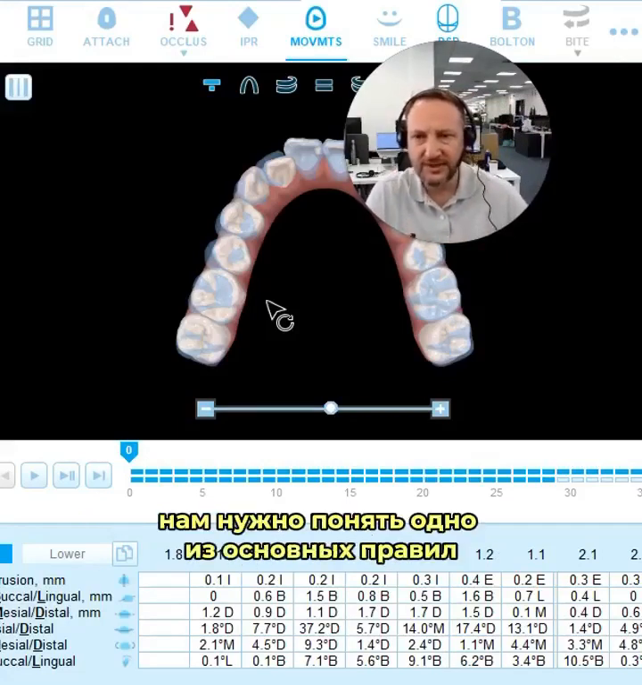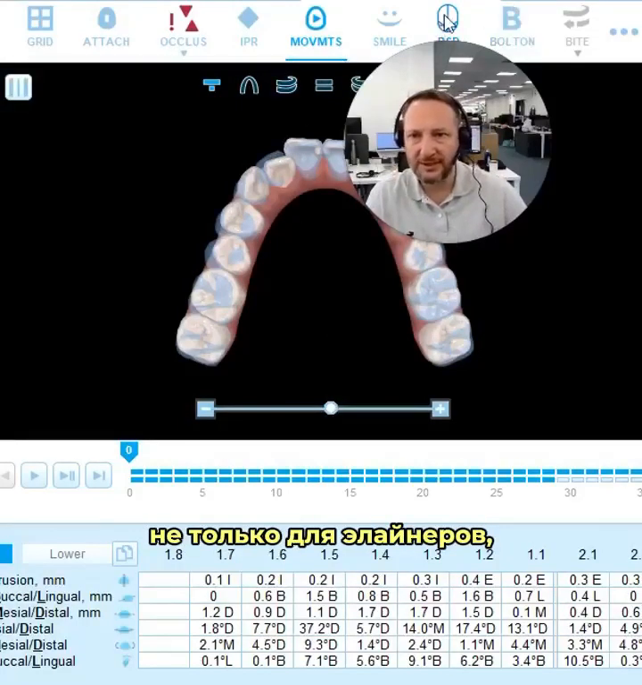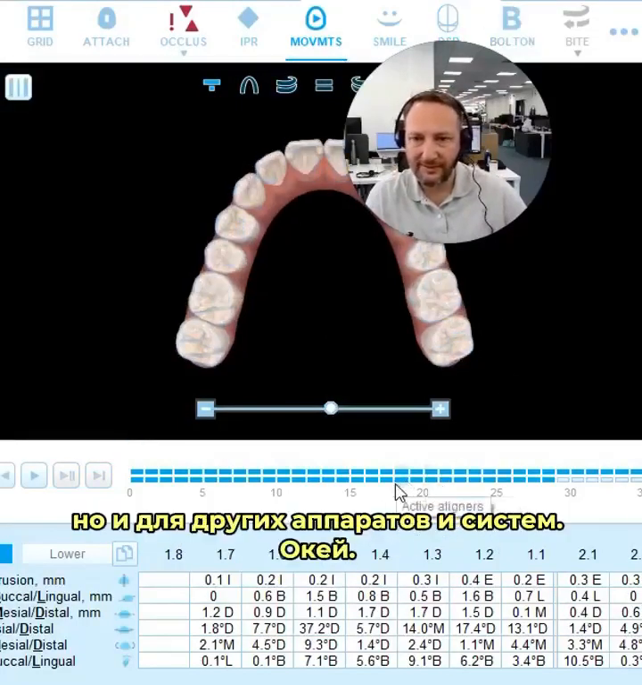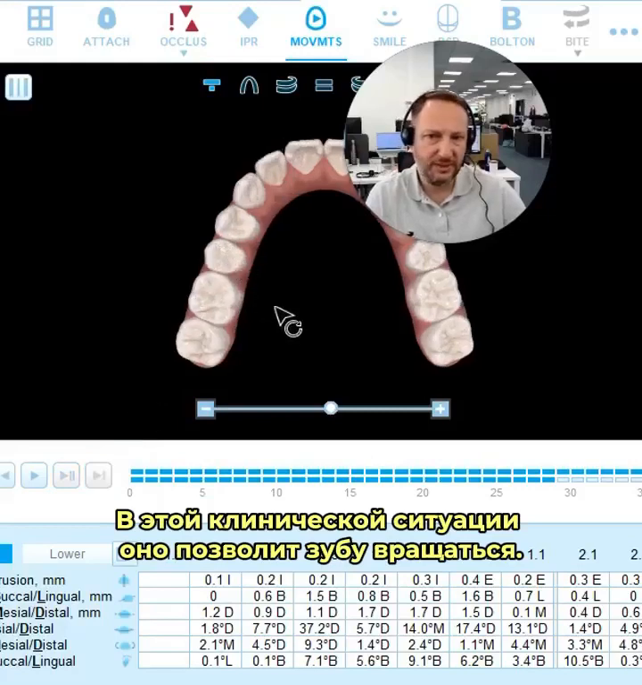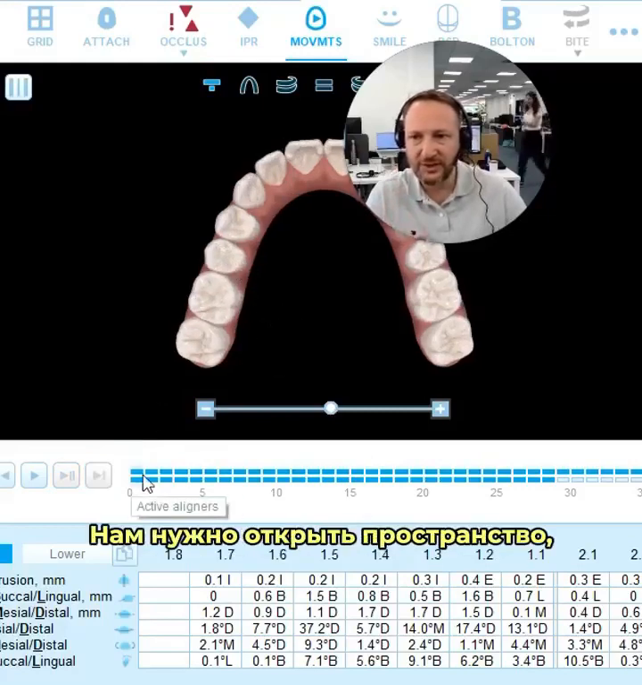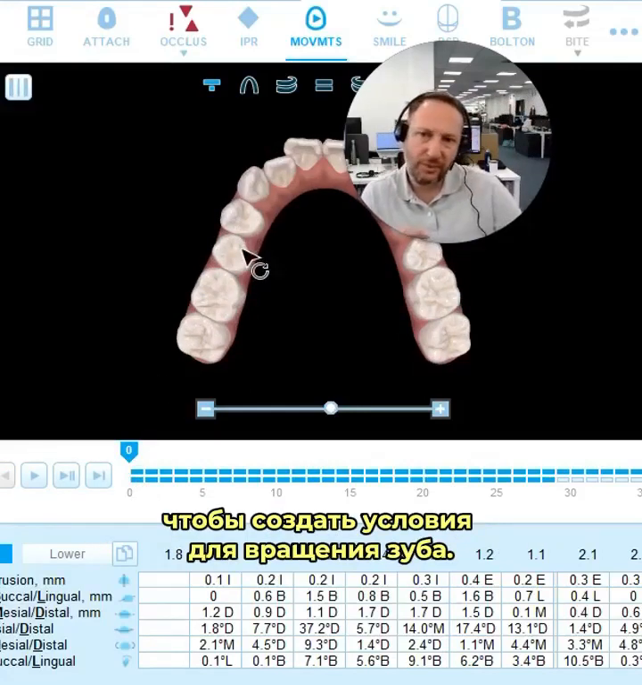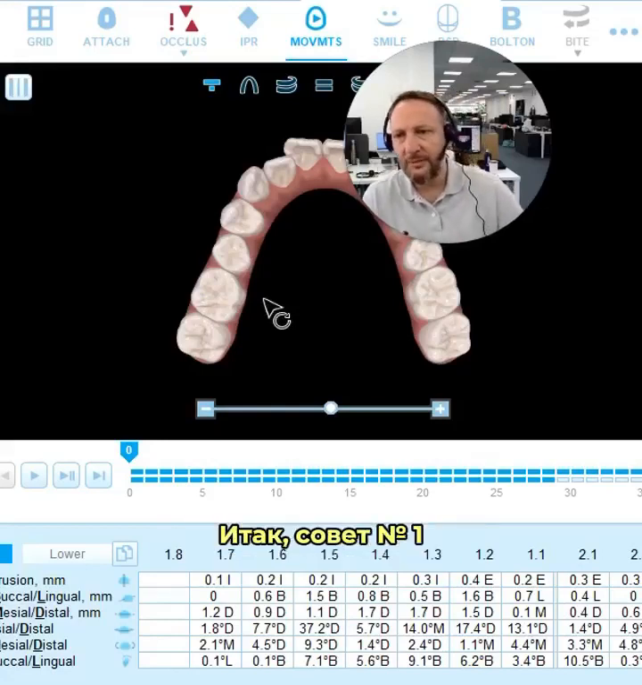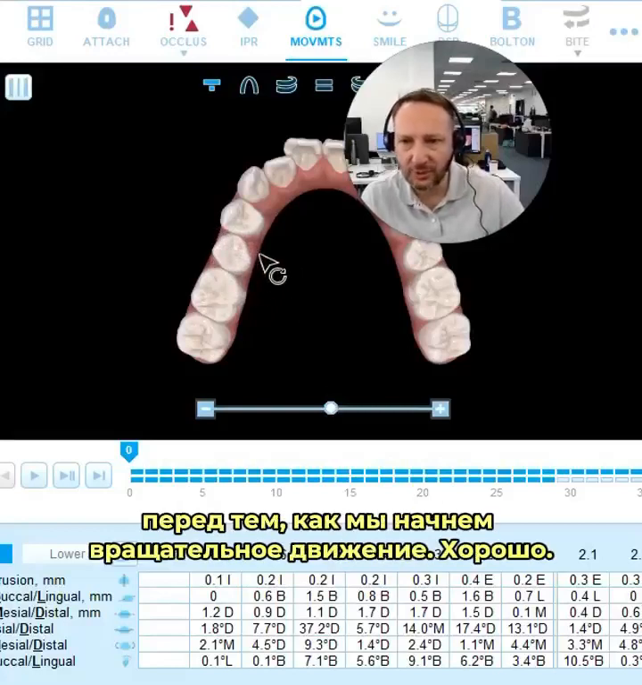First of all, we need to understand one of the basic rules of orthodontics, not only for aligners, but for all kinds of appliances and systems. For us to move from this initial to this final position, we need space to allow the tooth to rotate from this position where it is occupying more space. We need to open space to create this rotation, otherwise we won't achieve it successfully. So the number one tip is to always open space before we start the rotation movement.